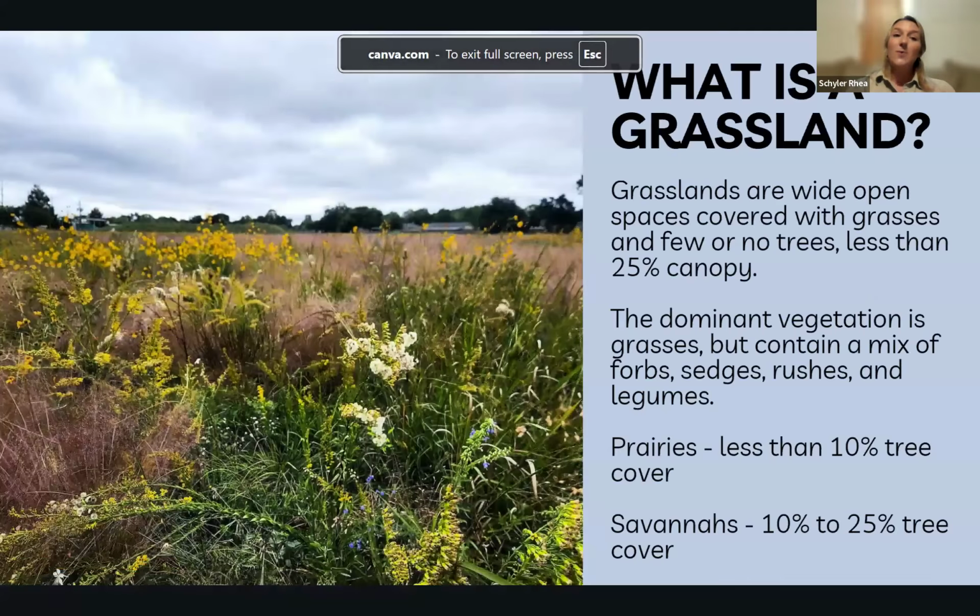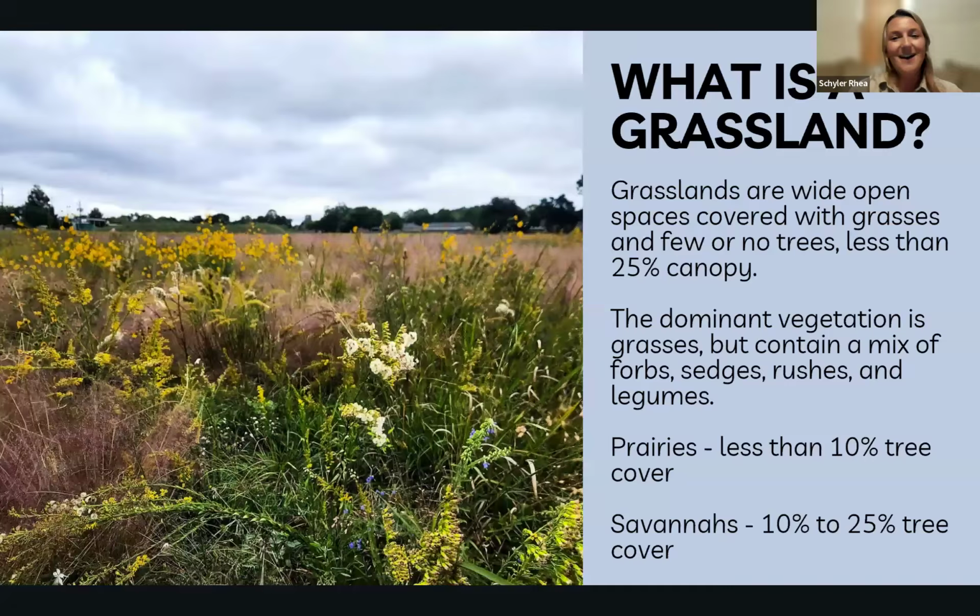All right, so what is a grassland? Well, grasslands are considered wide open spaces with very few to no trees. Typically, they have less than a 25% canopy cover. The dominant vegetation is grasses. However, there is quite a diverse mix of species throughout the grasslands that includes forbs, sedges, rushes, and legumes.